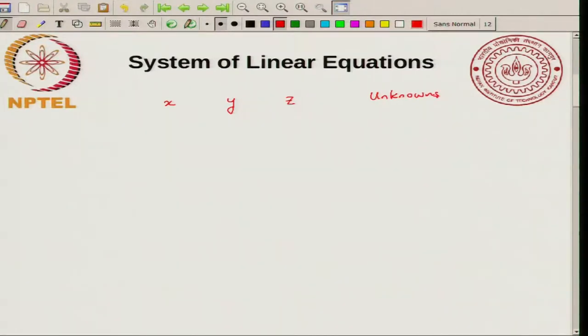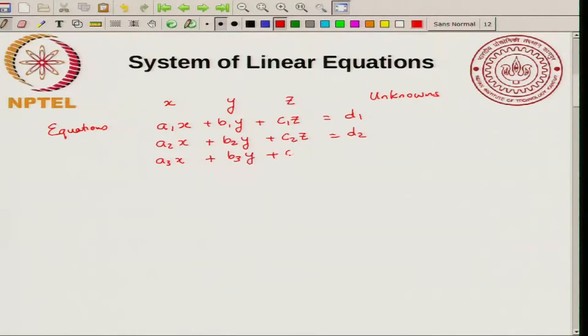Okay, and we have equations denoted by, let's say, a1x plus b1y plus c1z equal to d1, a2x plus b2y plus c2z equal to d2, a3x plus b3y plus c3z equal to d3, where a1, b1, c1, d1, a2, b2, c2, d2, a3, b3, c3, d3 are all scalars. Okay, they are all scalars. That means they can be real or they can be complex numbers.